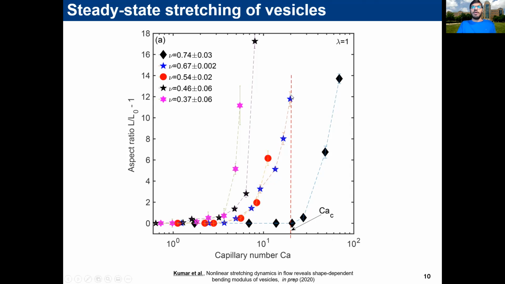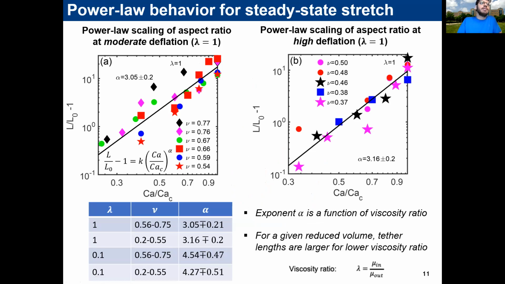We also say that the last value of the capillary number at which we can observe the steady state, we will name it as a critical capillary number CAC. And then we do these experiments at a different value of the reduced volumes. So interestingly, if you plot out the steady state aspect ratio of the vesicles as a function of the ratio of CA over CAC, where CAC is the critical capillary number at which we observe the steady state for the last time.